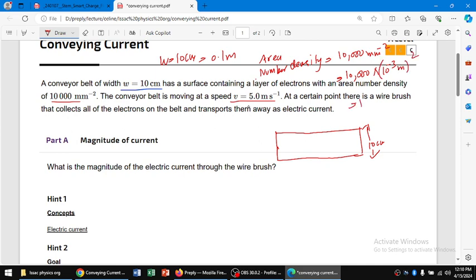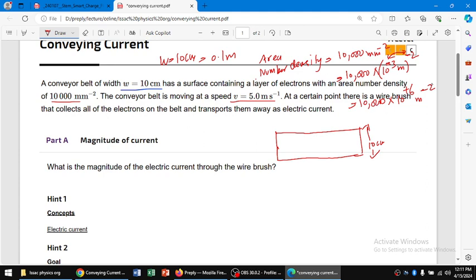That gives us 10,000 multiplied by 10 power 6, per meter power minus 2. Because 1 millimeter is 10 power minus 3 meter, so minus 3 and minus 3 makes the plus 6. So this is the area number density, meaning the number of charges per unit area.